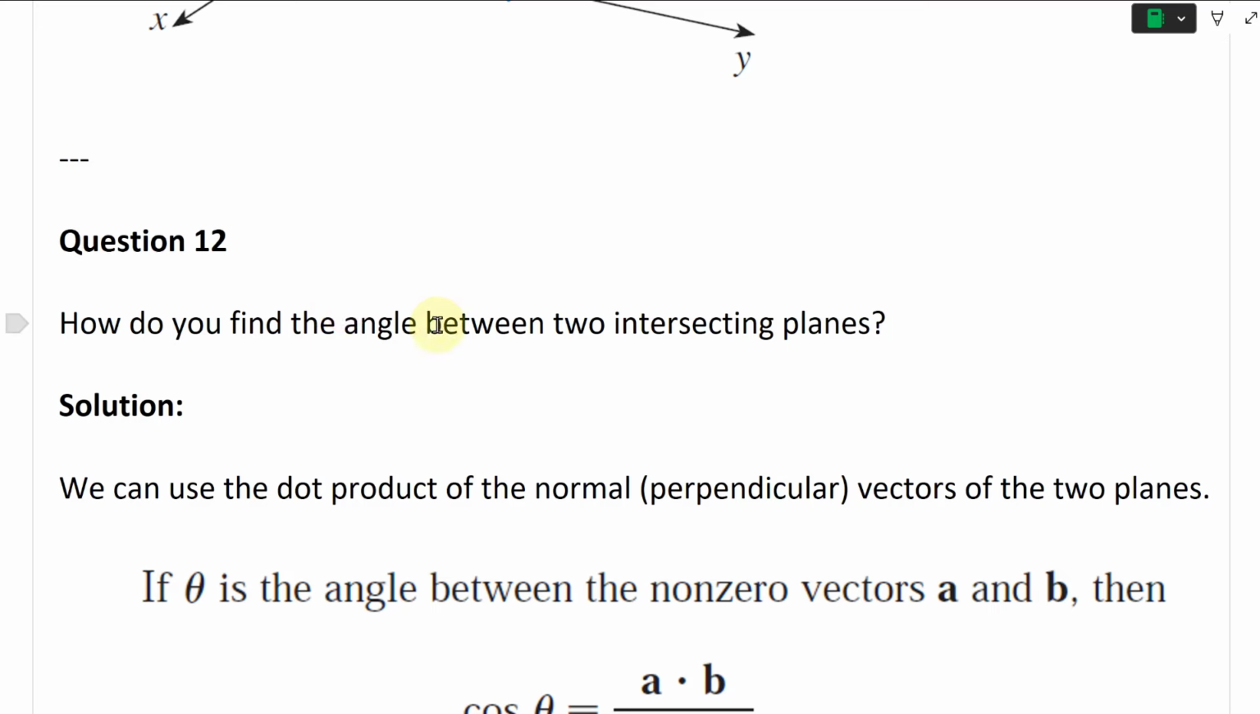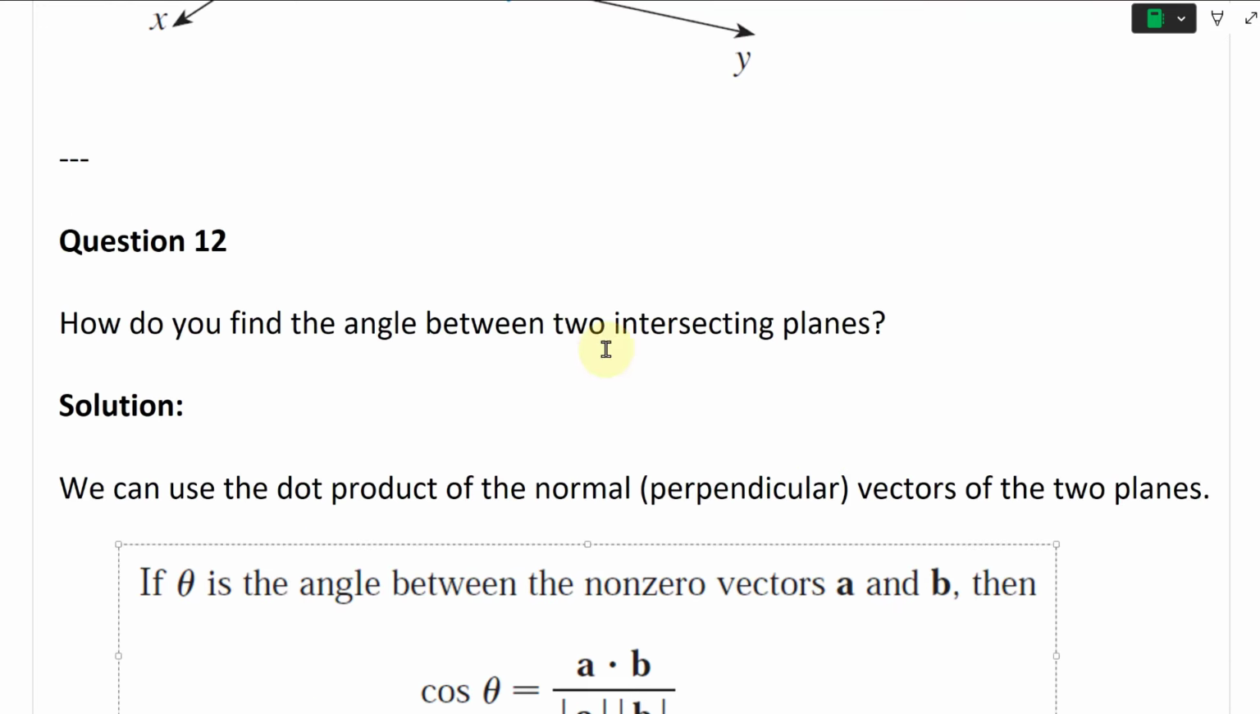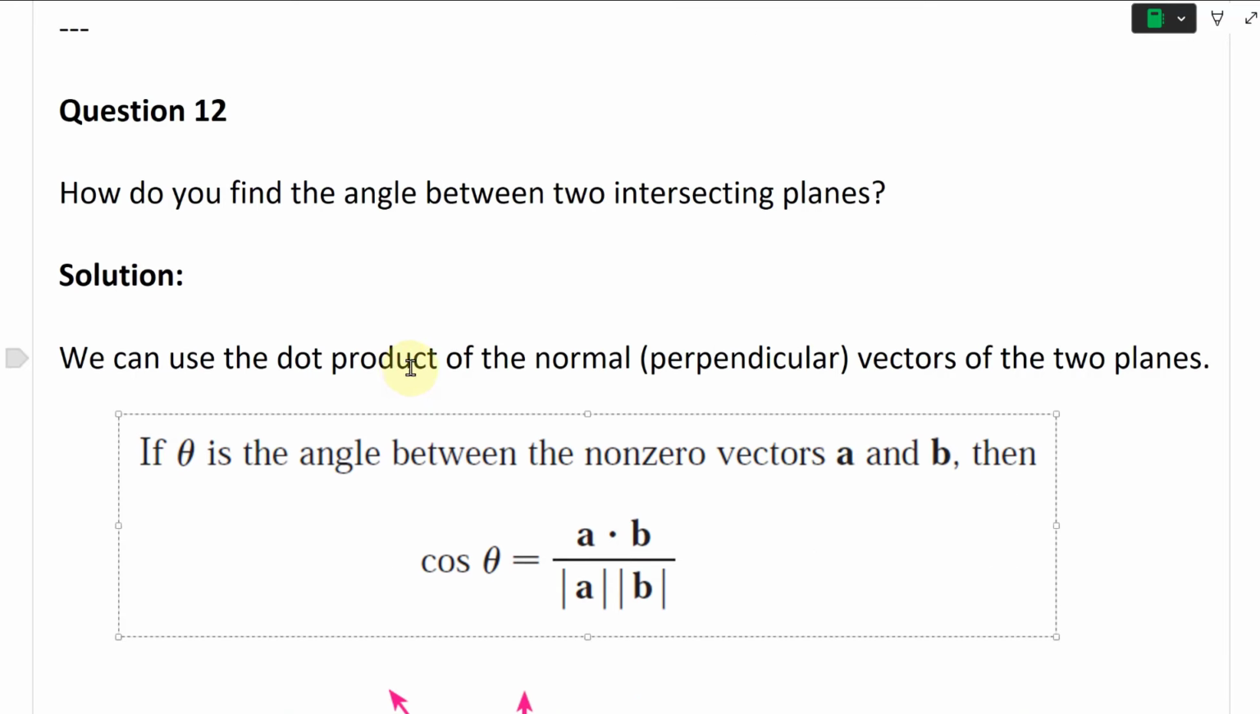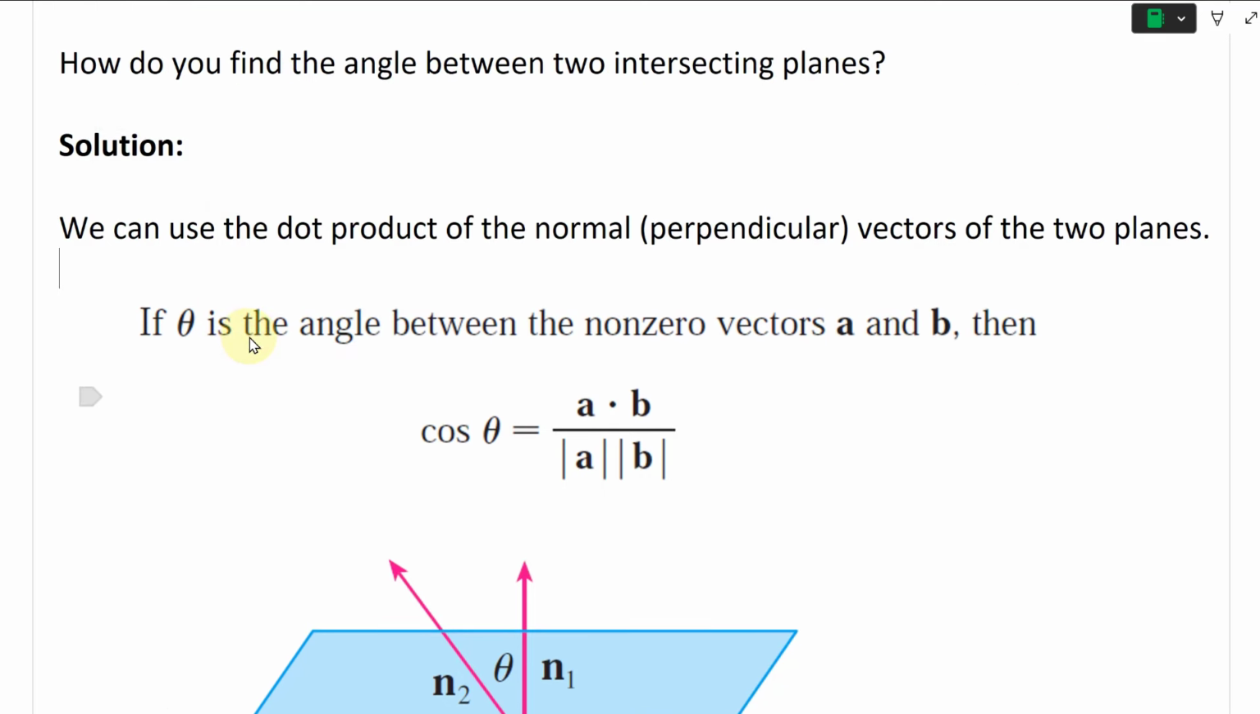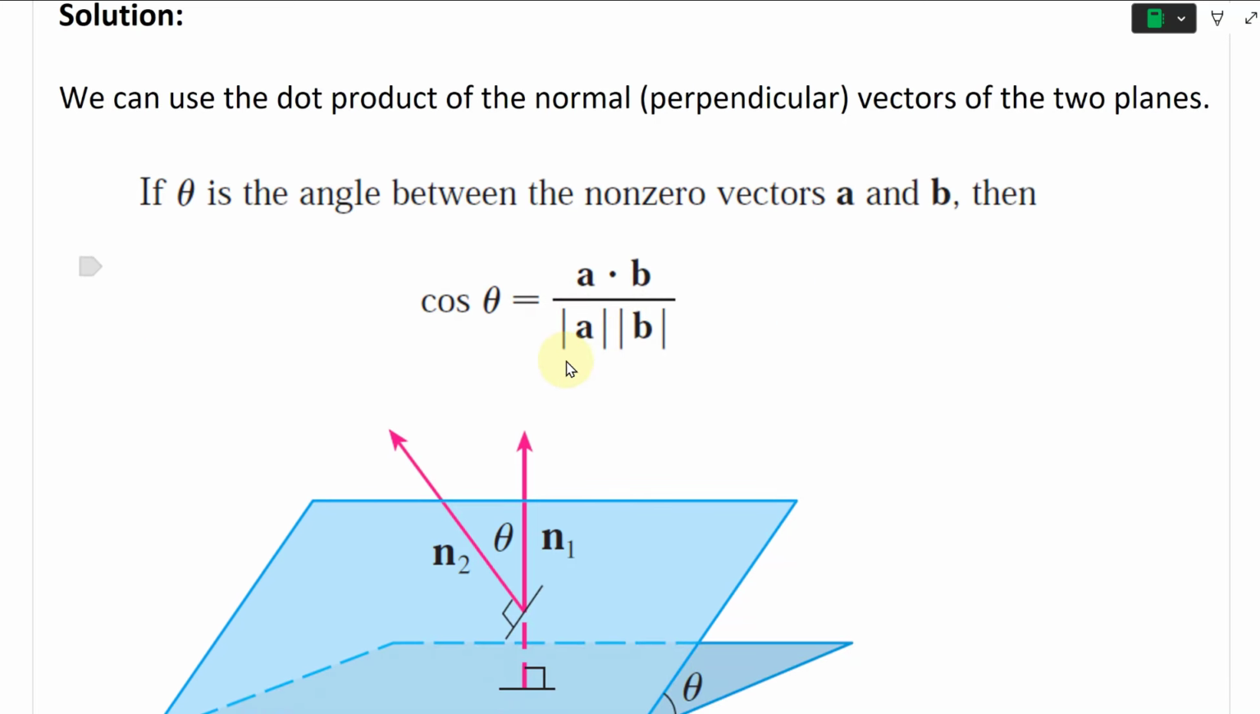And question 12 says, how do you find the angle between two intersecting planes? And let's take a look at the solution. So we could use the dot product of the normal or perpendicular vectors of the two planes. So recall the earlier formula right here. If theta is the angle between the non-zero vectors A and B, then cosine theta is equal to A dot B divided by the length of A and the length of B vector. So that's the angle between two vectors.